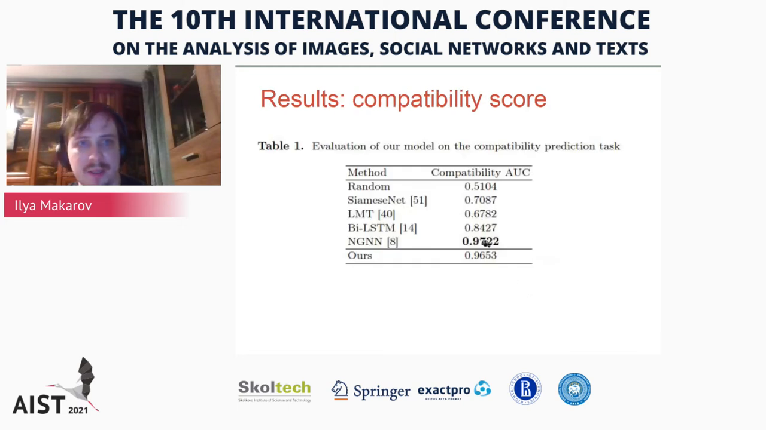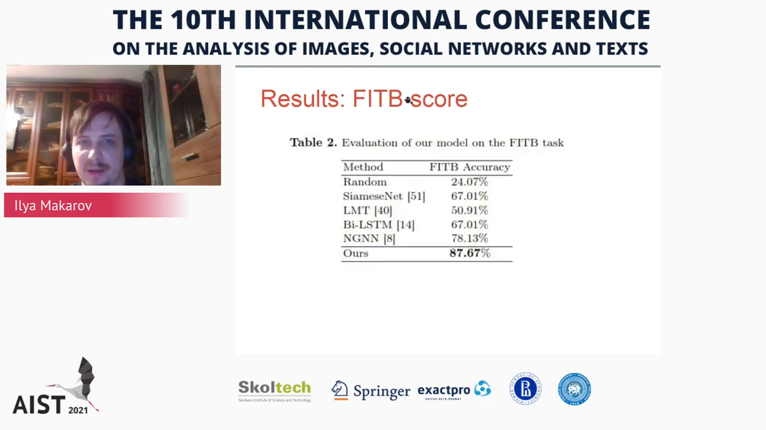For the first task, regarding the compatibility score, we did not outperform the best simple approach, which takes information not only from visual but also text and labels, but we were close enough regarding ROC AUC metrics. And for the fill in the blank score, we outperform existing approaches. Again, it may be just because we have limited the number of positive and negative samples for this task.